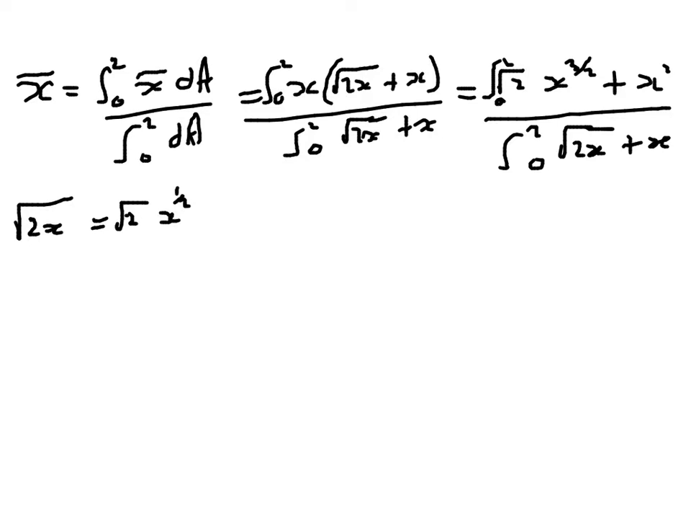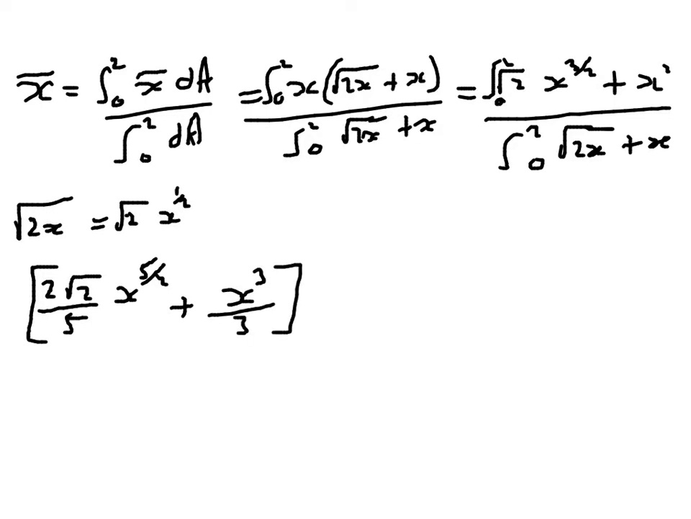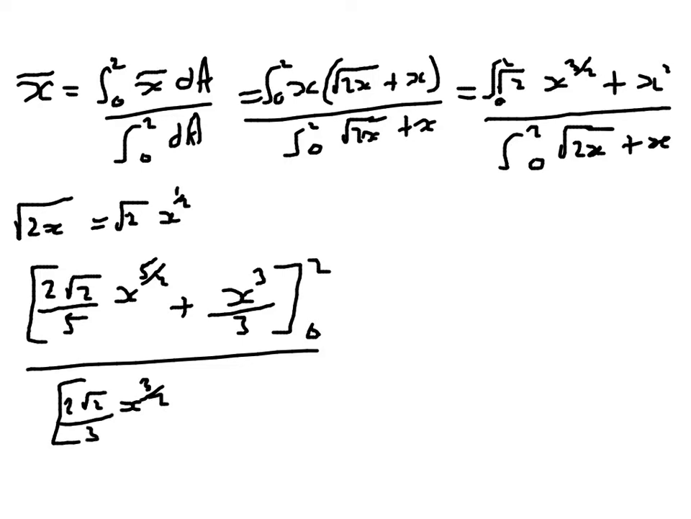So if I raise that by a power, I'm going to get root 2 x to the 5 over 2 divided by 5 over 2, so that's the same as times by 2 over 5, plus x squared raised to the power becomes x cubed over 3 between 2 and 0, all over root 2 x to the half raised to the power becomes x to the 3 over 2 times 2 over 3 plus x squared over 2 between 2 and 0.